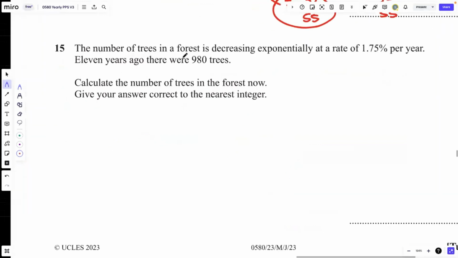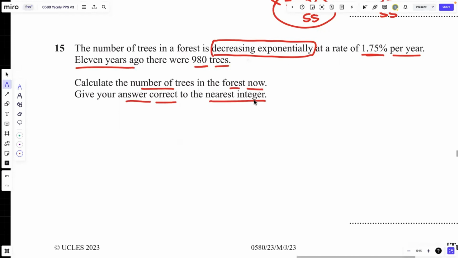Question 15. The number of trees in a forest is decreasing exponentially. Whenever you have exponentially, it means you're referring to a case of compound interest. Usually, increasing or decreasing would imply the sign: for increasing you usually use plus, and for decreasing you use minus. Let's read further and then we'll discuss the formula. At a rate of 1.75% per year, 11 years ago, there were 980 trees. Calculate the number of trees in the forest now. Give your answer correct to the nearest integer.